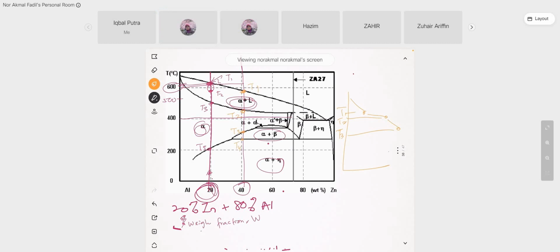Tak semestinya. Contohnya alloy yang 20% ni you nak ambil 600, and then alloy yang 40% ni you nak ambil 200, boleh. Tak semestinya sama. Kalau sama nanti you dapat fasa yang sama, cuma value W je yang berlainan.